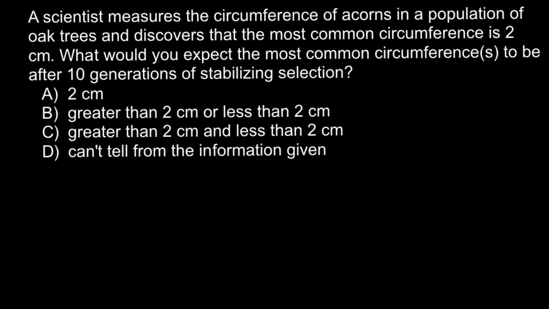Hi, this video is going to be about population genetics, and here's a problem. A scientist measures the circumference of acorns in a population of oak trees and discovers that the most common circumference is 2 centimeters. What would you expect the most common circumference to be after 10 generations of stabilizing selection? And here are the 4 answers that you may choose from.